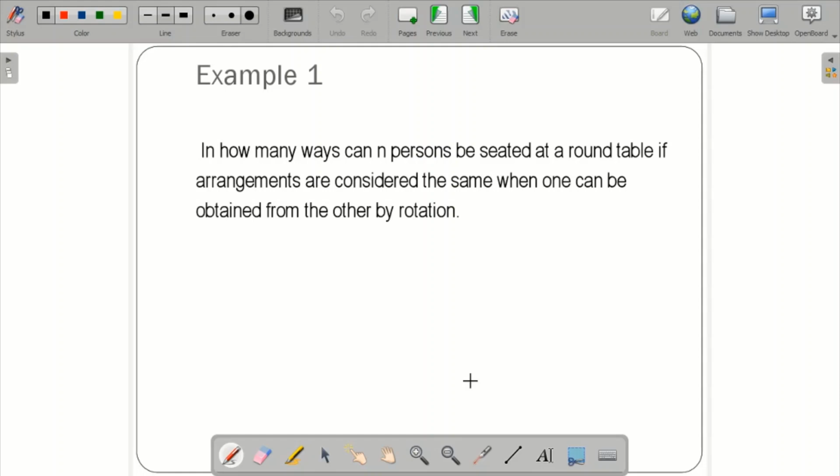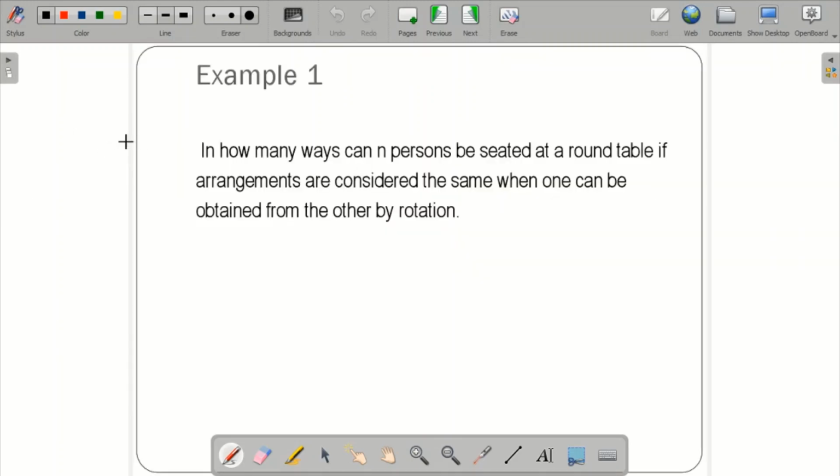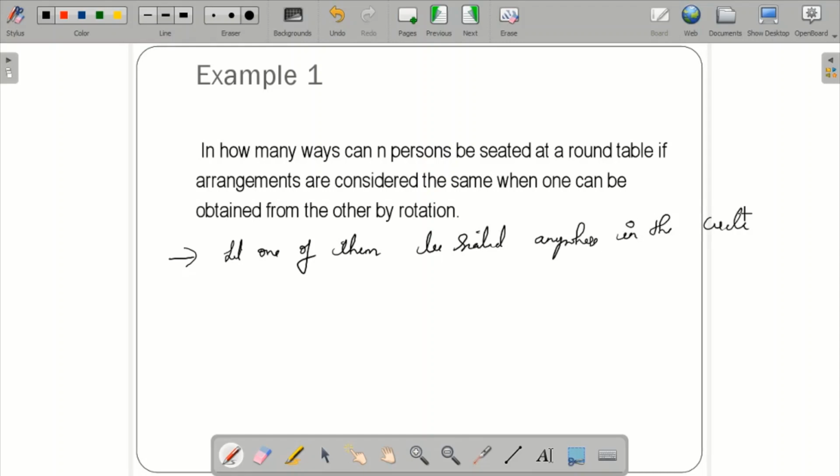So example 1, in how many ways can n persons be seated at a round table if arrangements are considered the same when one can be obtained from the other by rotation? So the same formula what we had written here, that itself is given in the question, that's it. Okay, so in this problem, what I can do is let one of them be seated anywhere in this circle. Then the remaining, if one person of n is occupied, remaining is how many?